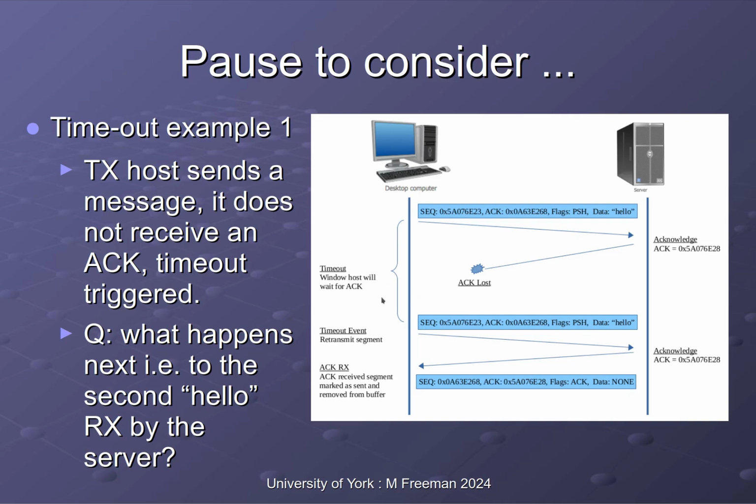It'll go to its transmission buffer, grab that packet and retransmit it. Again, that packet will be transmitted across the network and received by the server, and it will detect that this is an old packet. It'll look at the sequence number and go, hang on a minute, I have received everything up to 28. You're sending me a packet with a sequence number of 23. I've already got that one. So it'll just drop it. It will not process it. But it will acknowledge it.